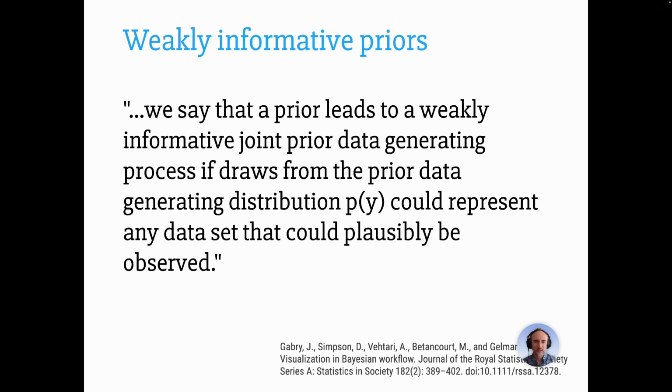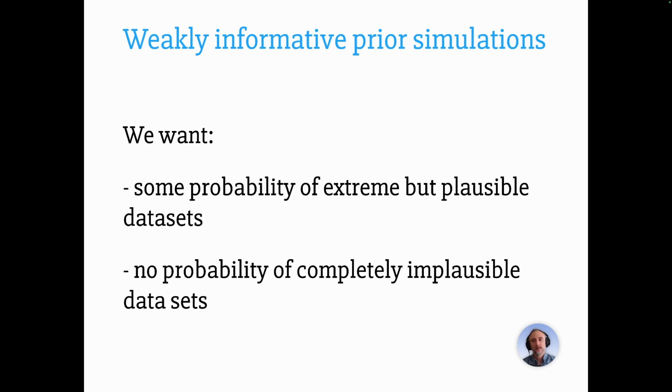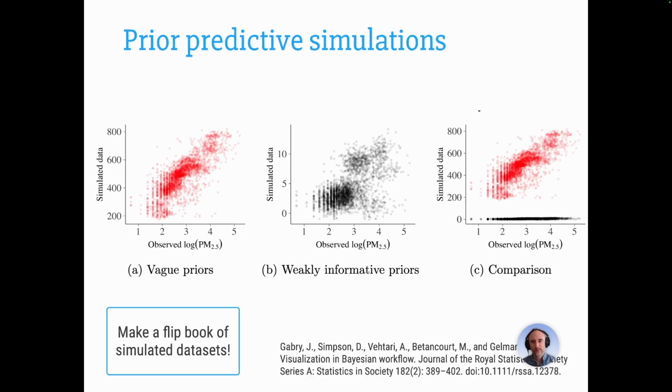So weakly informative priors, which we talked about last week. In this paper on visualization of Bayesian workflow, they have this great quote: we say that a prior leads to a weakly informative joint prior data generating process if draws from the prior data generating distribution, p(y), the probability of y or observations, could represent any dataset that could plausibly be observed. So for weakly informative priors, we want some probability of extreme but plausible datasets and virtually no probability of completely implausible datasets. And so we can check our priors for these properties.